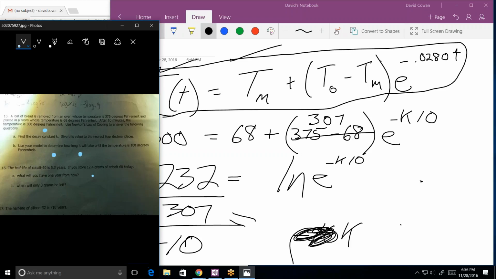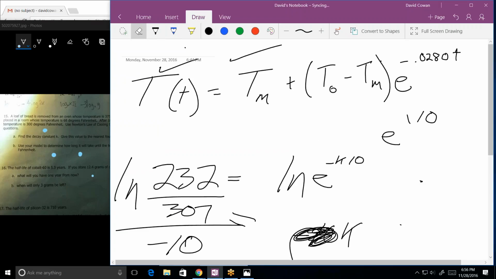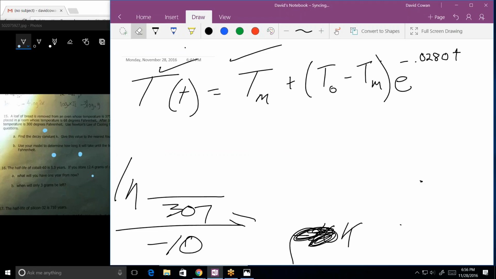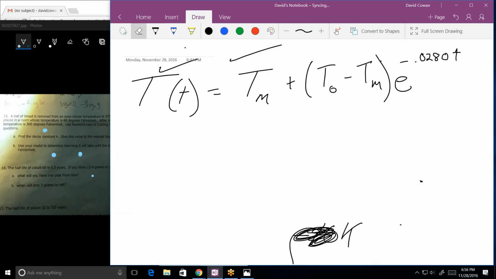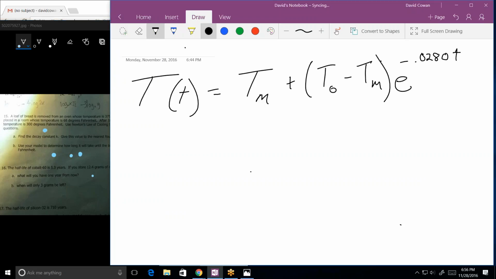Now, part B, use your model to determine how long it will take until the temperature is 100 degrees Fahrenheit. Well, so what do I need to do now? Set the general equation equal to 100. Well, not the general, but the specific. Right. We're now looking at the specific equation that only applies to this loaf of bread. But you're right, I'm going to make that 100.